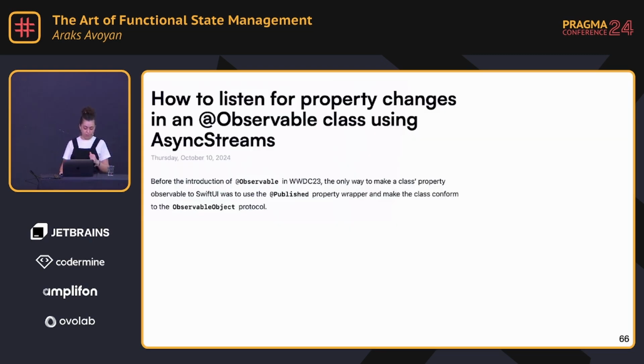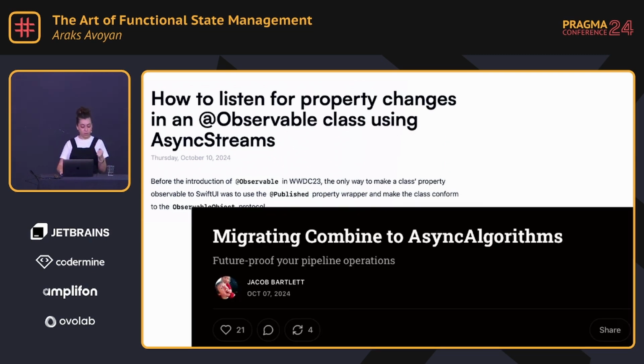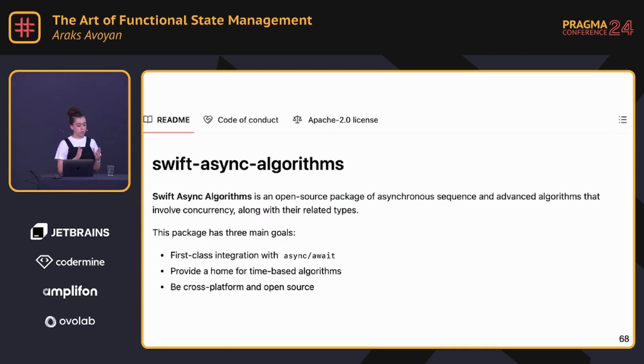There are 2 blog posts I found about some small changes you can make on migration to Swift async algorithms. One of them is from Paul, and it's about async streams, and another one is from Jacob Bartlett, with a more in-depth migration example. I'll try to share what I've done and a few examples from it. So, what is async algorithms? The async algorithms package was published in 2022.